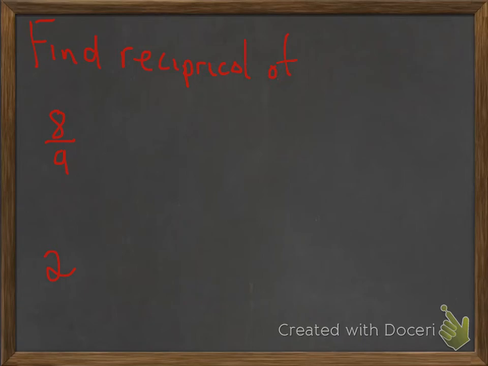So find the reciprocal of, and please write these examples in your notes as well. 8 over 9. Well, same thing we just did. You just flip the numerator and denominator. Reciprocal of 8 over 9 is 9 over 8. Now 2 as a whole number, this is going to get a little trickier. Okay, what is the reciprocal of 2? There's nothing to flip there.